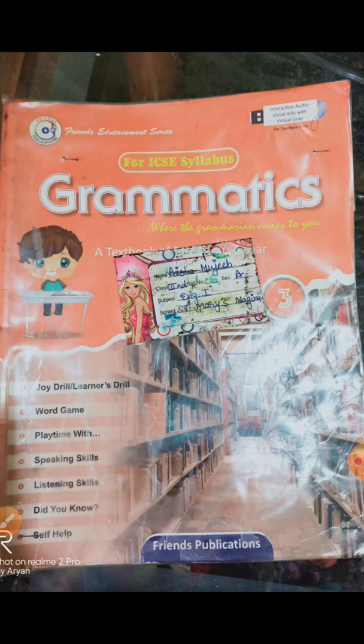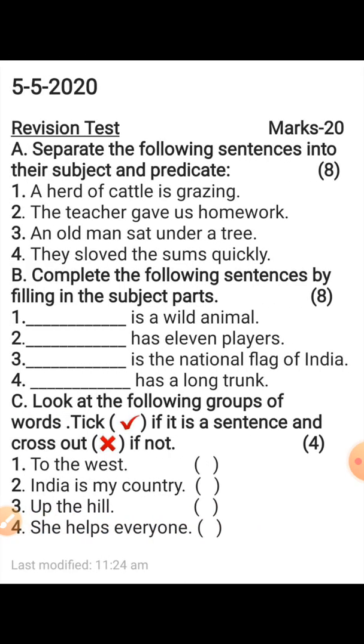Students, here is your book and come on test. This is your revision test which is of 20 marks. First question is of 8 marks, second is also 8 marks and the third is of 4 marks. Total 20 marks test. Write down in your copy.